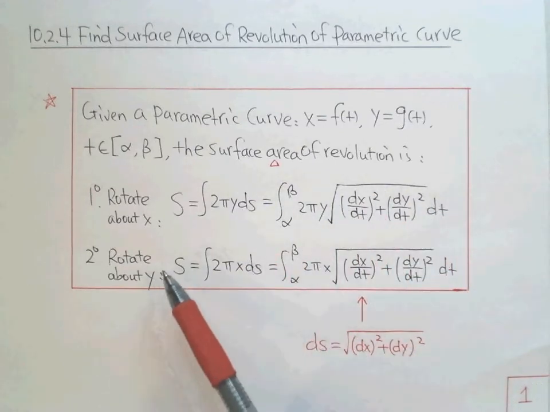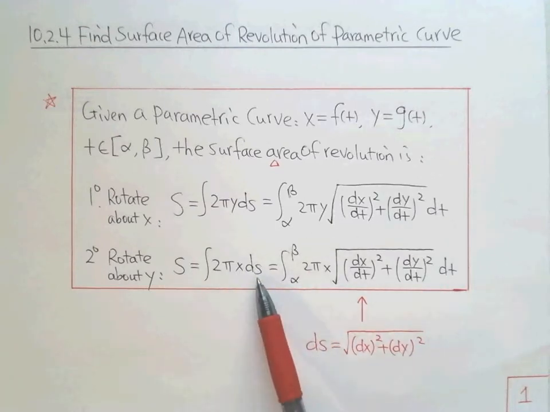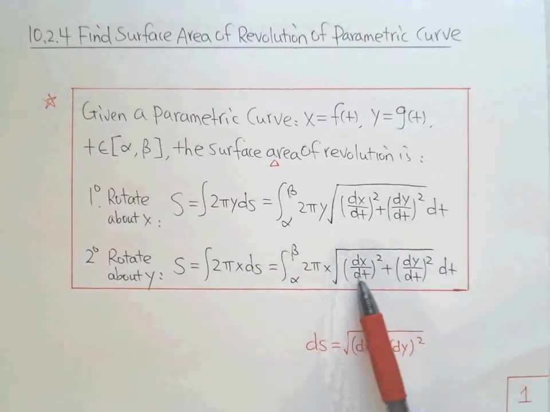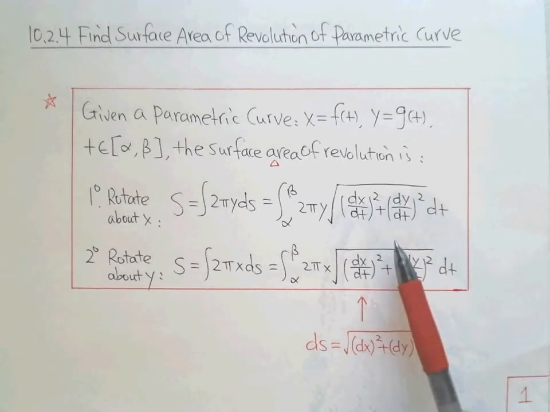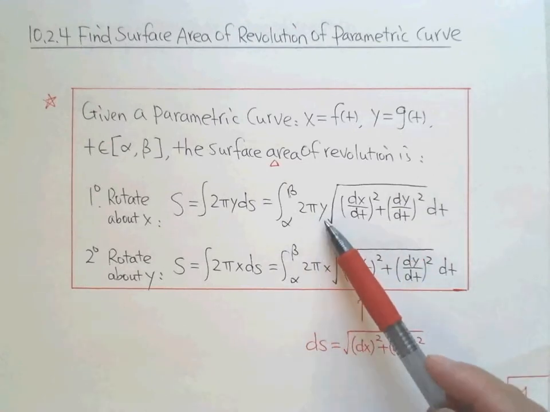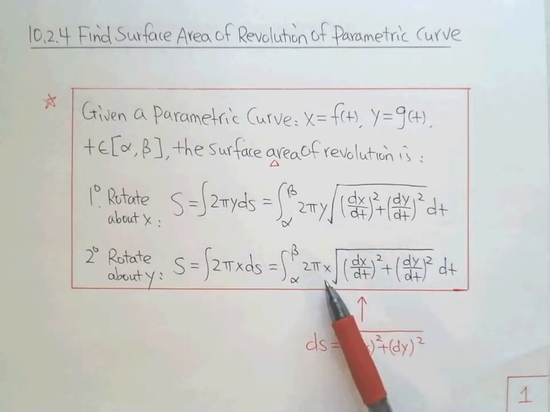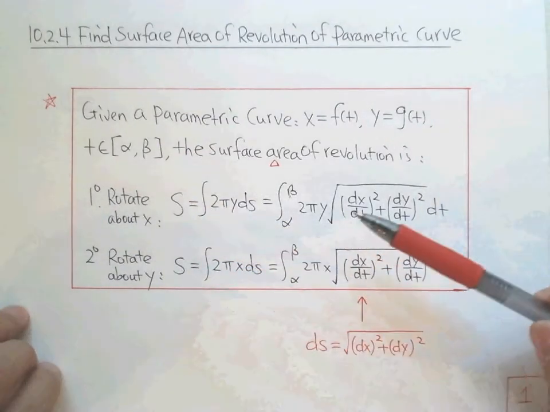The second case, if we rotate it about the y, now the circumference goes to 2 pi times x, because the radius is x. And then plug in ds. ds is this term. Both formulas are very similar. Both ds are the same. The first, rotated about the x, uses y as the radius, and the one rotated about the y uses x as the radius. That's all the difference. And I am going to show you one example, to see how to use this formula, and be sure to choose which formula to use.